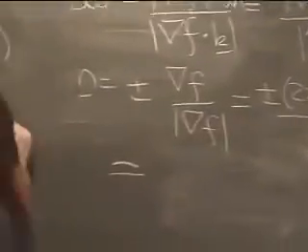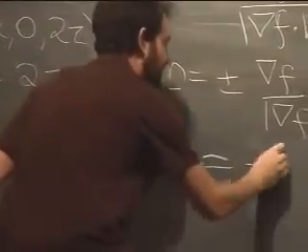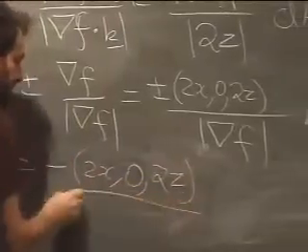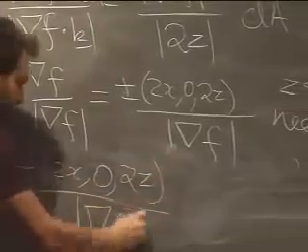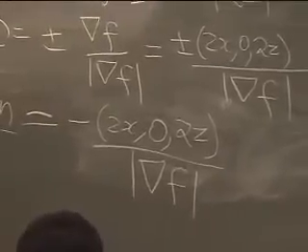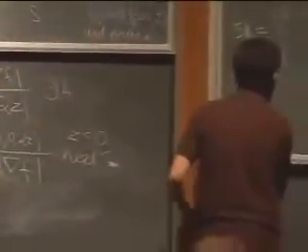So we need minus 2x, 0, 2z over grad f. Now, it's no crime to replace grad f by square root 4x squared plus 4y squared, but we know that they're going to cancel out anyway. So now it's time to assemble this integral so we can compute it.